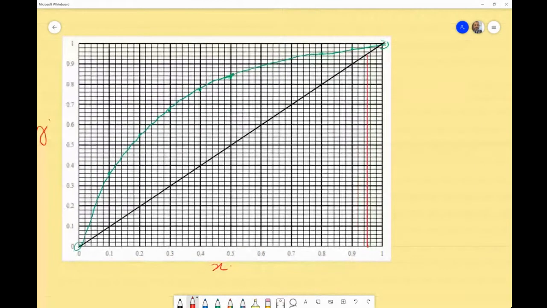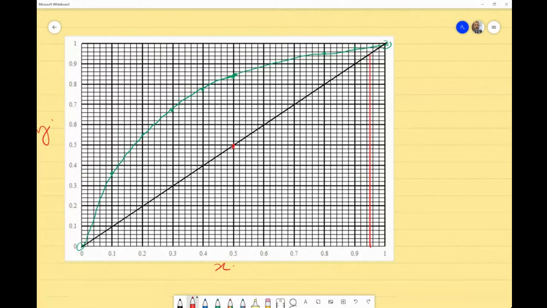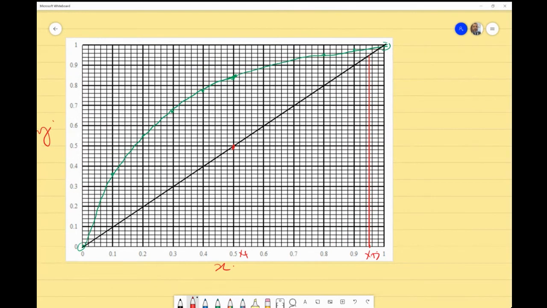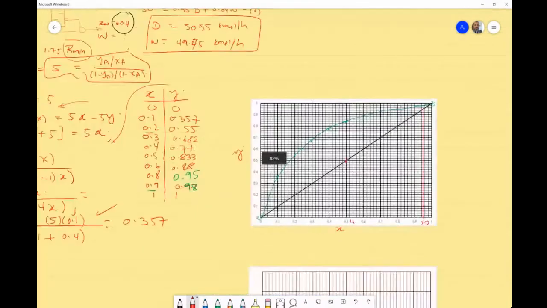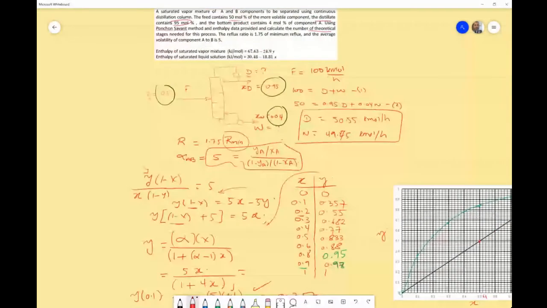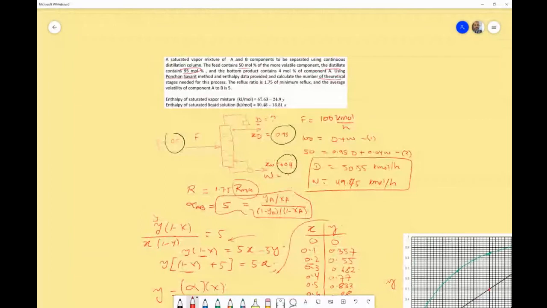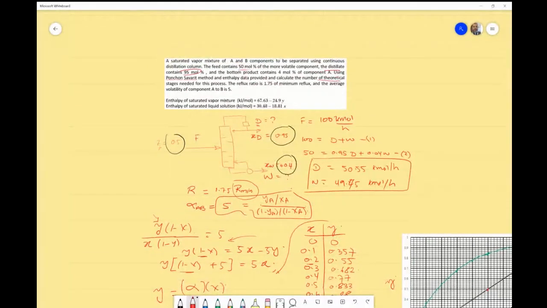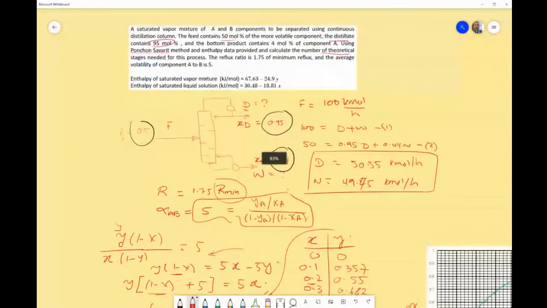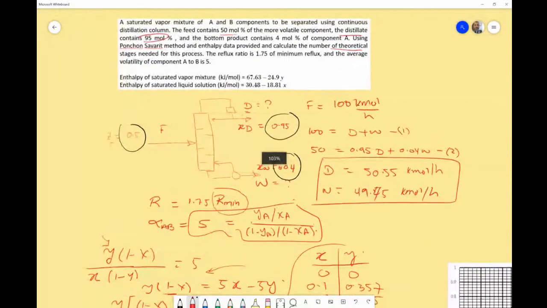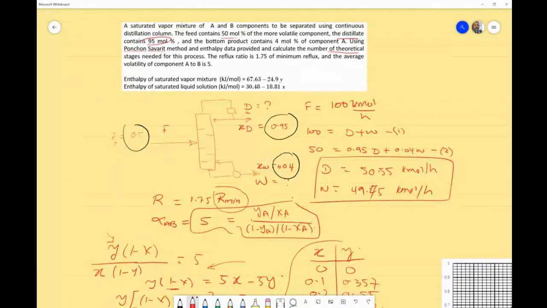And my x feed is 0.5, so it's going to be here. There's no need to use the ruler. This is my x feed. This is my xd. xw is 0.04. I don't need xw because I want just to determine the minimum. But I need to know the condition of the feed. The condition of the feed, he says what? If you go back to the problem, he says saturated vapor mixture. Saturated vapor mixture means Q is equal to what here? 0. Yeah, so Q is equal to 0.